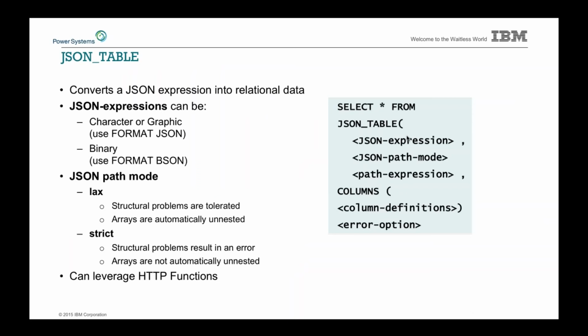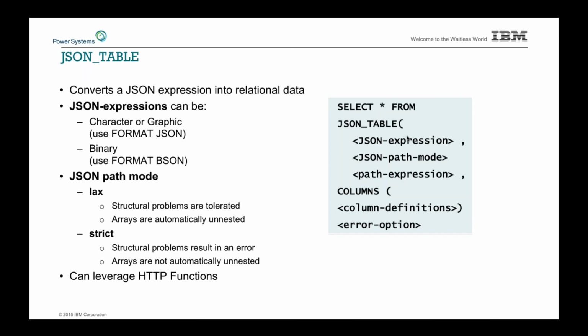Okay, let's talk about JSON tables for just a moment. With JSON tables, you can take a JSON expression, take that JSON data, and convert it into relational data. So if I have a bunch of JSON, it's going to have your tags and values. It'll parse that and build it into a database structure for you. Rather fascinating.